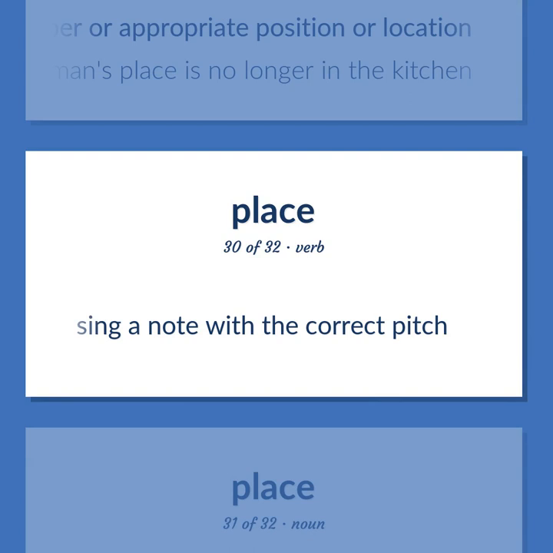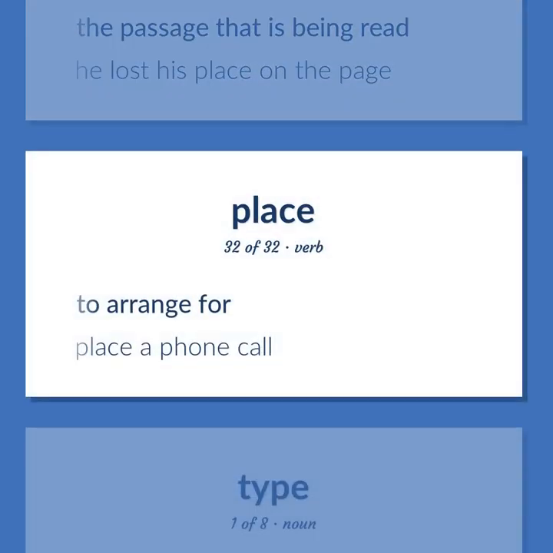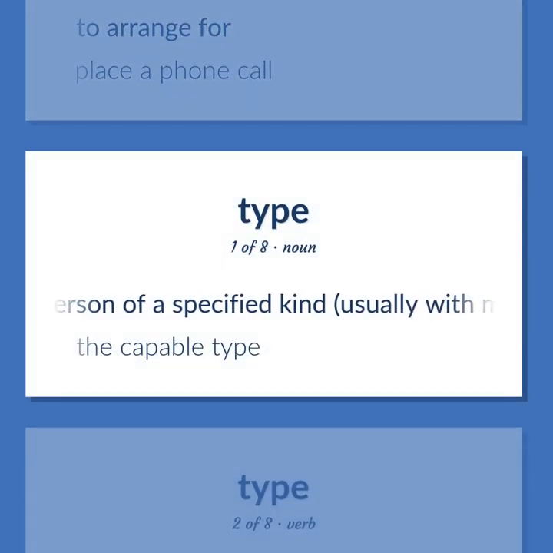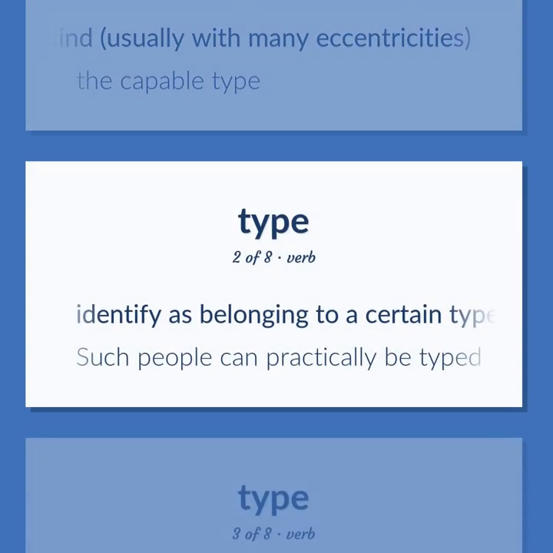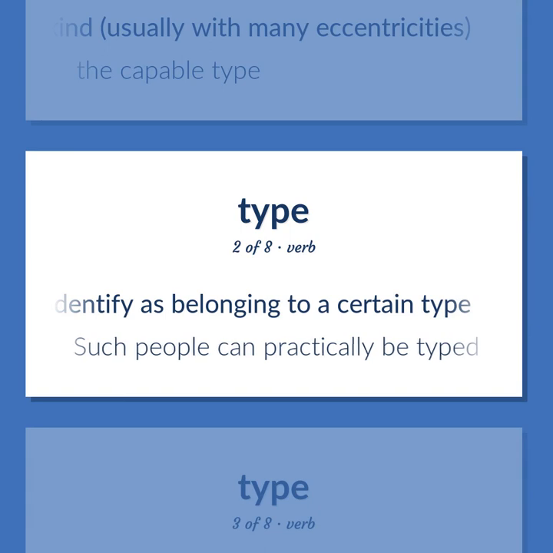Sing a note with the correct pitch. The passage that is being read. He lost his place on the page. To arrange for. Place a phone call. A person of a specified kind, usually with many eccentricities. The capable type. Identify as belonging to a certain type. Such people can practically be typed.